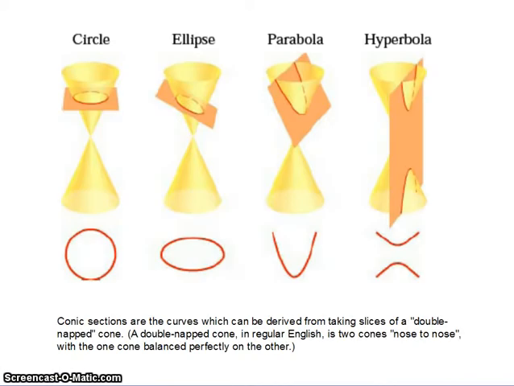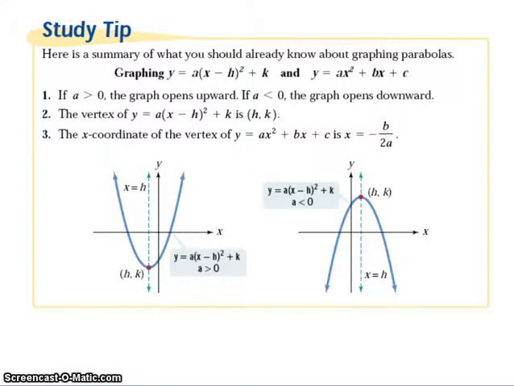Hello, welcome to the chapter on conic sections. We're going to be looking at parabolas today. A conic section is when a plane intersects a cone or a double-napped cone to create one of these shapes you see at the bottom here. We will specifically be looking at parabolas today, which is something that we've already looked at.